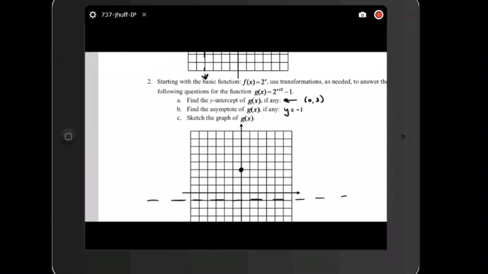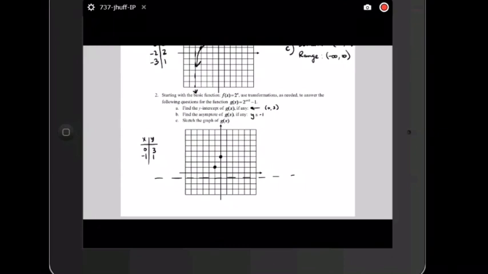So as we did with question 1, I'm going to get a few more points other than the one I have. So I already have the point 0, 3. I'm going to plug in -1 for x. So if I plug in -1, I'm going to get -1 plus 2. And 2 to the first power minus 1 is 1. So -1 comma 1. Okay, so we had -1 comma 1.